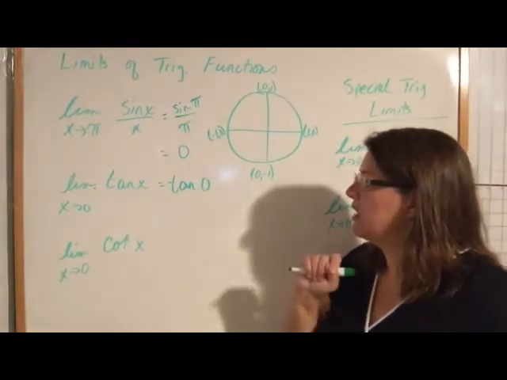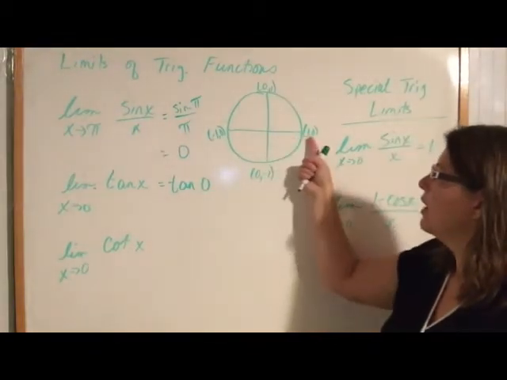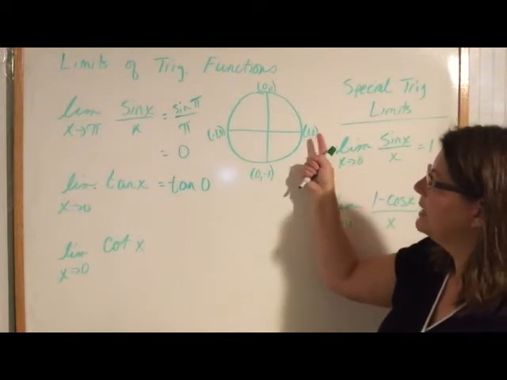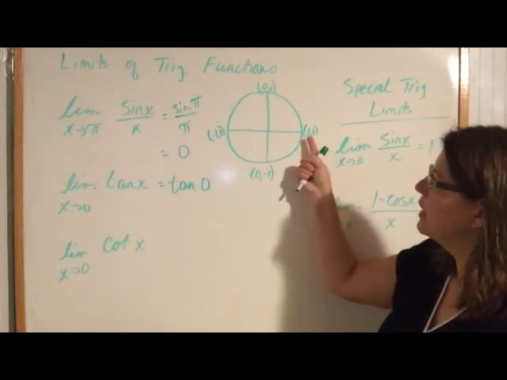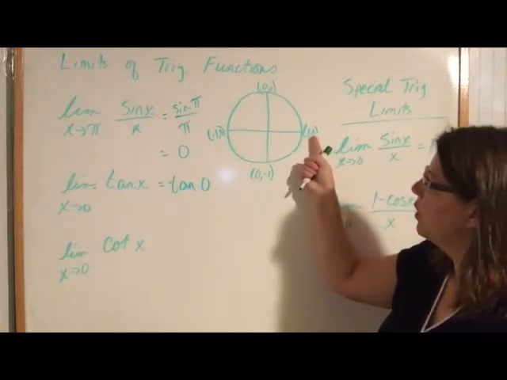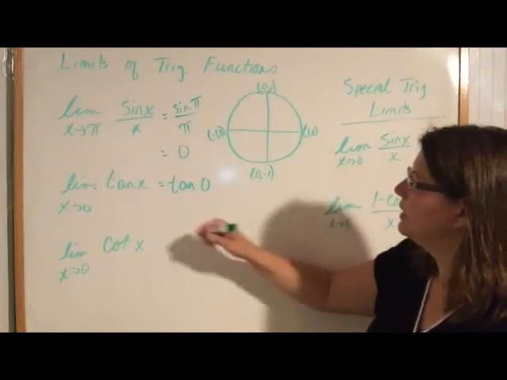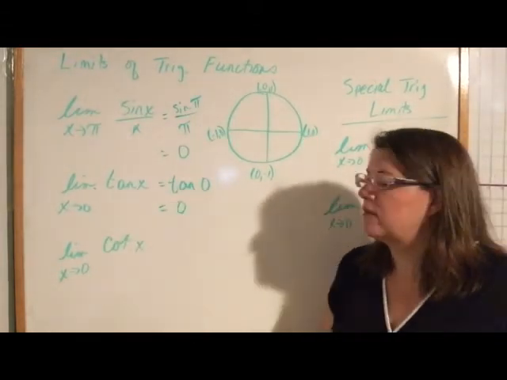So if we're looking for tangent at 0, we're going to go to 0 on our unit circle. Sine is the y-coordinate, cosine is the x-coordinate. So sine over cosine would be 0 over 1. So tangent of 0 is just 0 there.